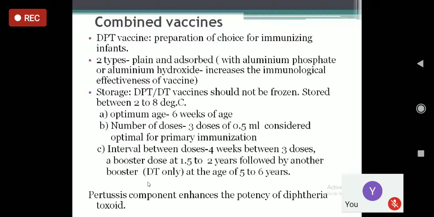And the optimum age is 6 weeks. So 3 doses of DPT vaccine or pentavalent vaccine are given to infants at the age of 6 weeks, 10 weeks, and 14 weeks. The first dose is given at 6 weeks, which is 1.5 months, and after 1 month, the second dose is given, which is 2.5 months, and the next dose is at 3.5 months. Each dose is given 1 month apart. That's how it is given in Nepal and worldwide also.